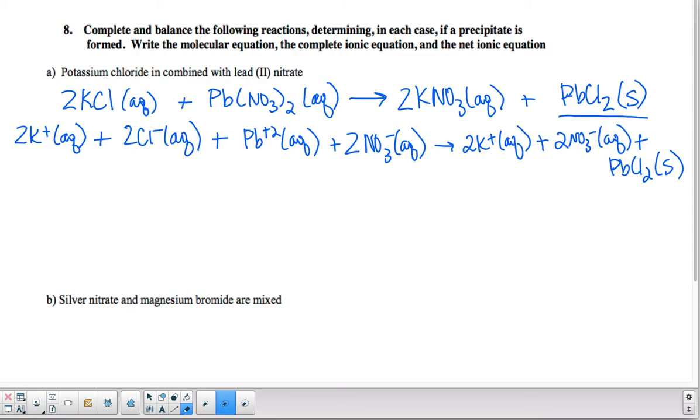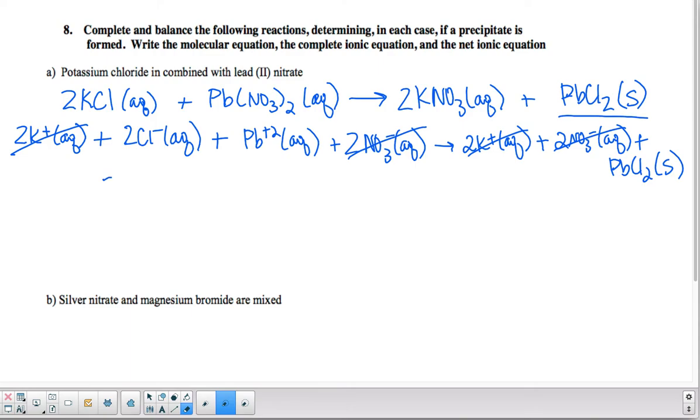Exactly. Cancel out the ones that are the same on both sides. What was that funny name for those? Yep, spectator ions. Let's get rid of our spectators. To cancel out spectators, they have to match identically on both sides. It's got to be the same state and the same number and the same charge. So nitrates go and potassiums go.